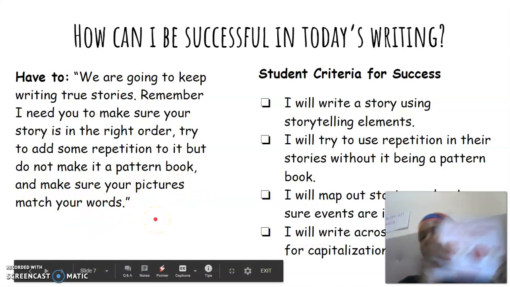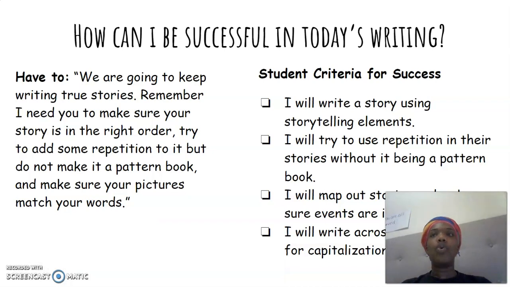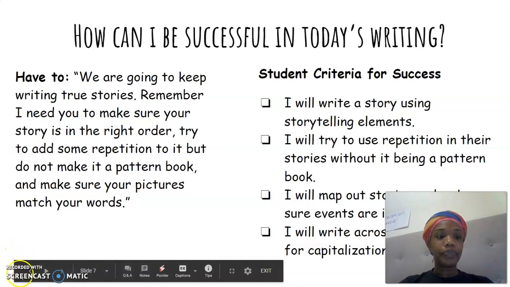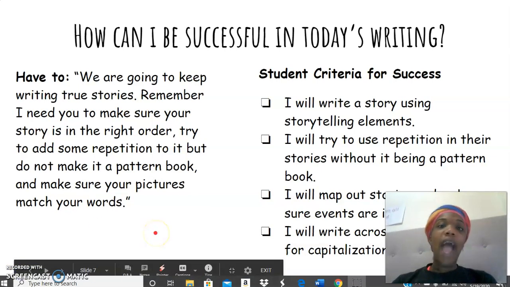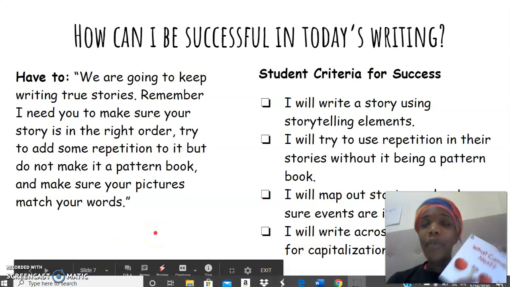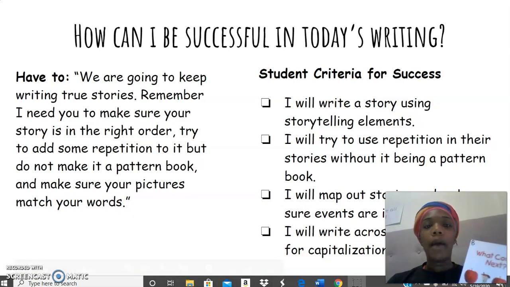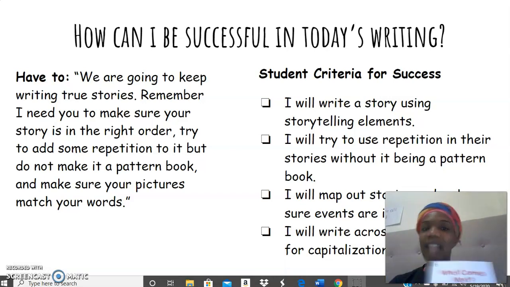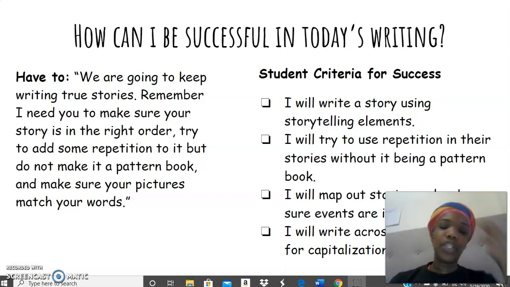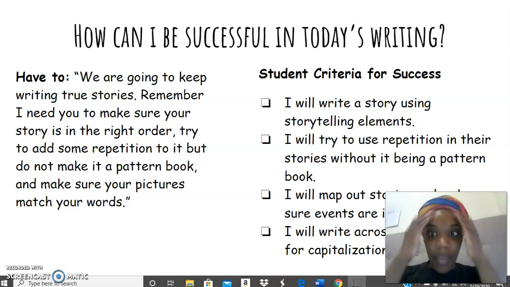Now, this is a pattern book, but it does have much repetition. Repetition means it has order, right? First, this happened. Secondly, this happened. Thirdly, this happened. Okay? The reason why I use this book is because we're home and Miss Kitchens does not have a book that we can use that doesn't have pattern in it. It doesn't have much repetition in it. So I use this book to just show you what I mean by order, okay?